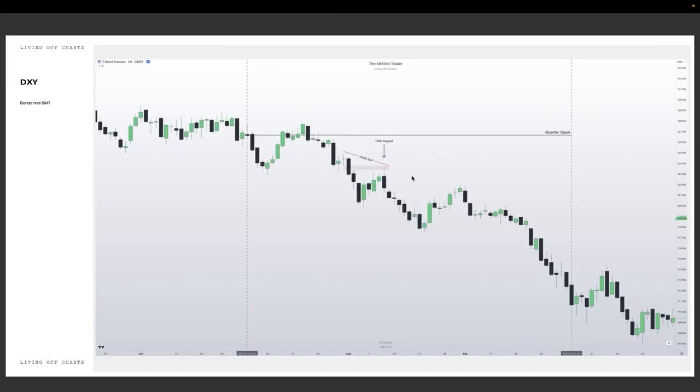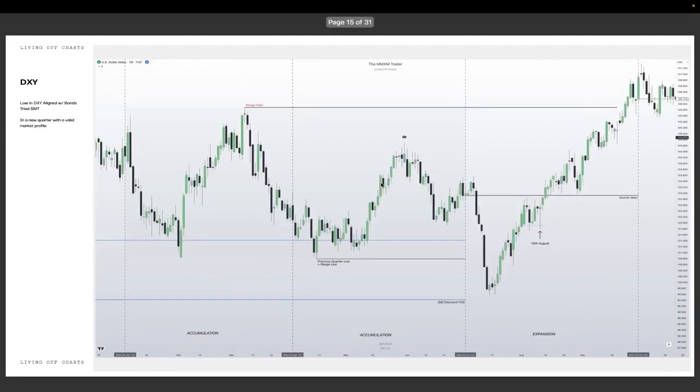We have a valid previous quarter's market profile for longs, the accumulation. And then on the bonds, between the 30-year, 10-year, and 5-year, that's the bonds triad, we have an SMT here. New quarter here. We trade above the quarter, we expand lower, then we retrace here, and then we have an SMT with the 10-year, 5-year, and this is the 30-year. This is 10th August right here, and we're going to look at DXY. 10th August is right here.